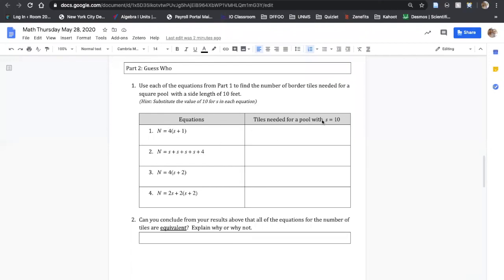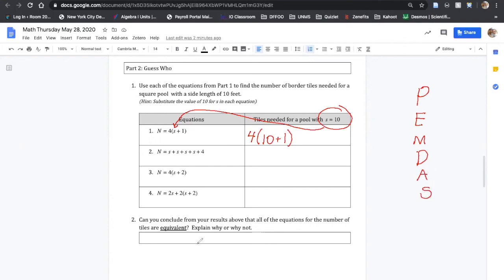So just to show you how to get started on this here. s equals 10. If I want to see what this equation gives me, I basically need to replace the s in the equation with the number 10. So I would say, okay, that's 4 multiplied by 10 plus 1. And then you would just use your order of operations to solve this. Remember, order of operations: parentheses, exponents, you do multiplication or division first, and then you do addition or subtraction after that.